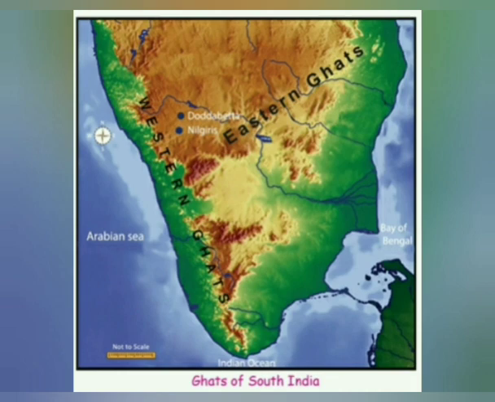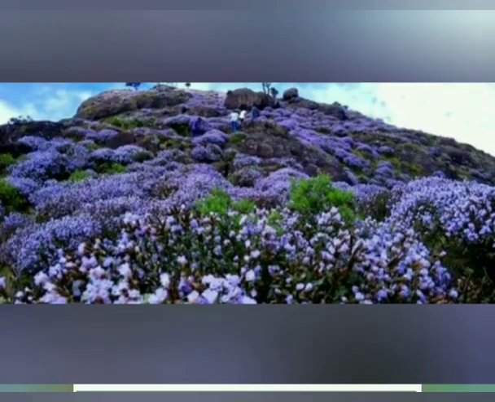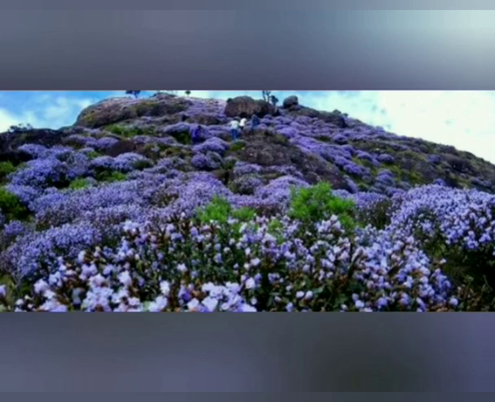In these Ghats, there are more than 3,000 plant species found here. The Kurunji plant is the most special of them all. The Kurunji flower blossoms once in only 12 years. This is the speciality of the Kurunji flower.